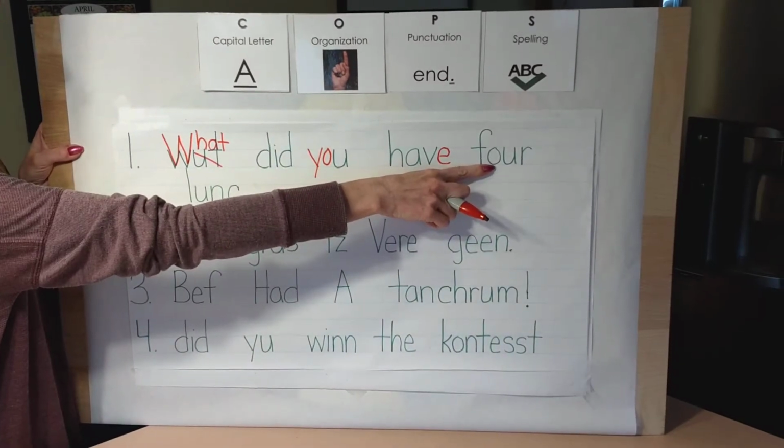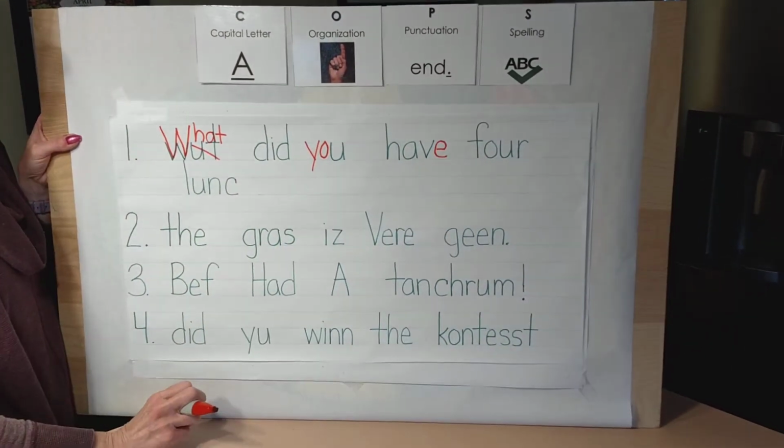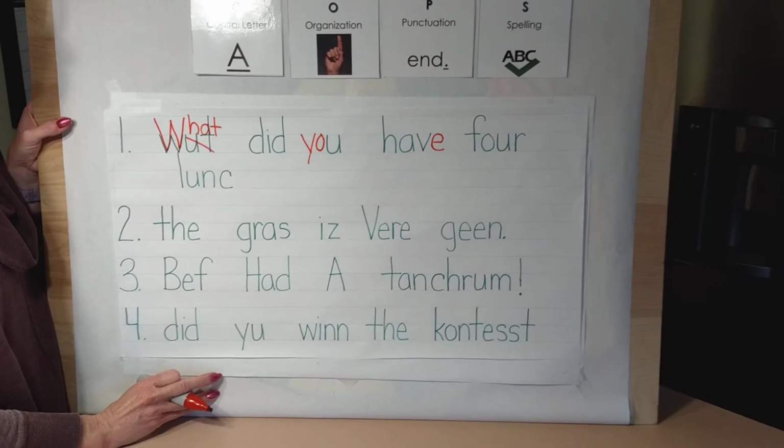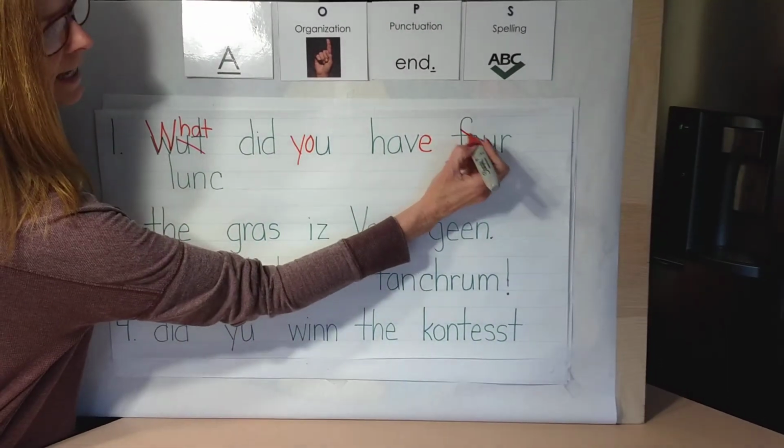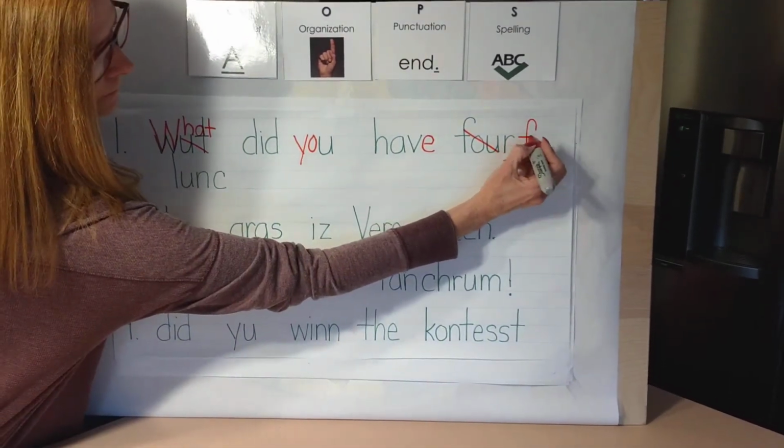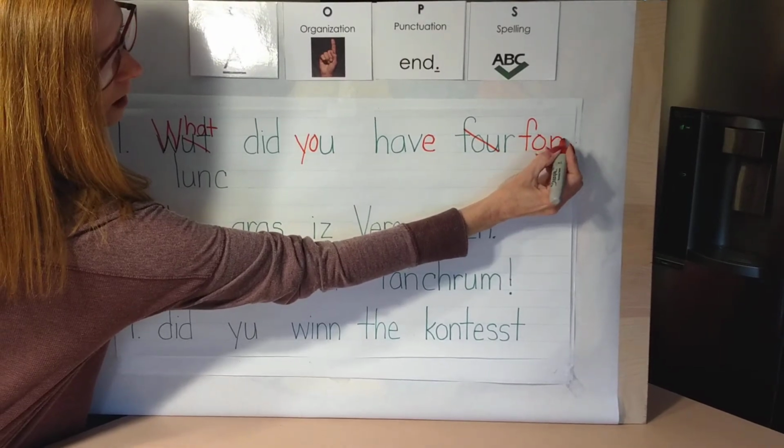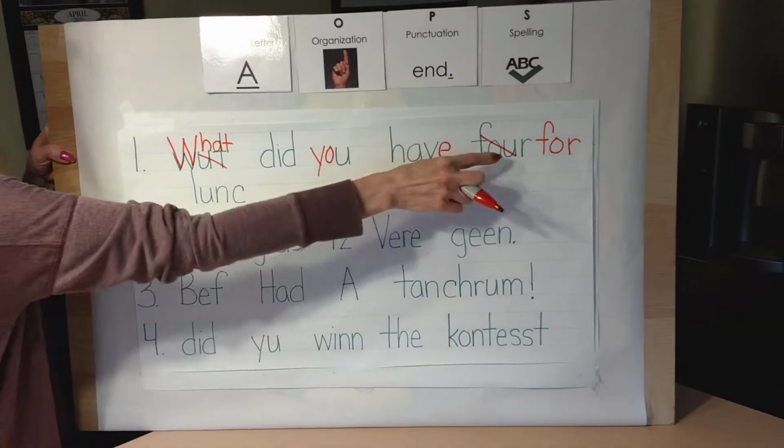We're up to this word now with the word for. That's actually the number word. I bet you know how to spell for the right way. I'm going to cross that out. It should be F-O-R. What did you have for lunch?